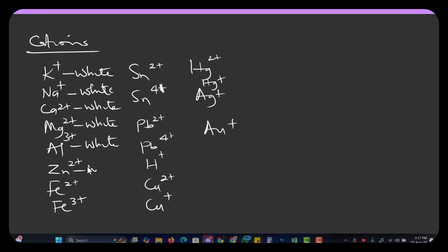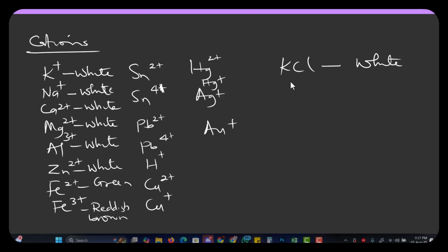Now this is white, this is green, this is reddish brown. I'm done. I won't write the others again. So a salt that contains potassium, that is potassium chloride, what's the color of potassium chloride? Whenever you're writing your compound, tell me the color of the salt you're writing. What is the color of potassium chloride? Automatically, the color is white. So what is the color of calcium chloride? The color is white.